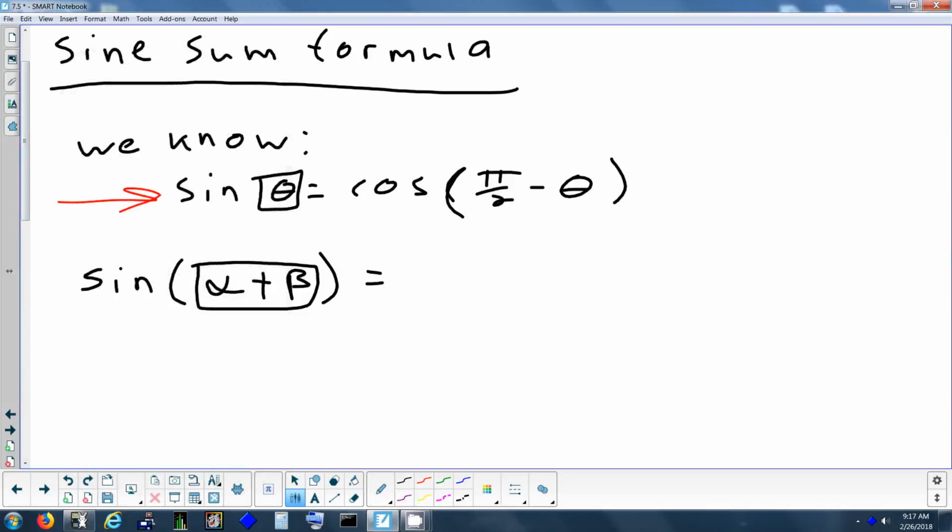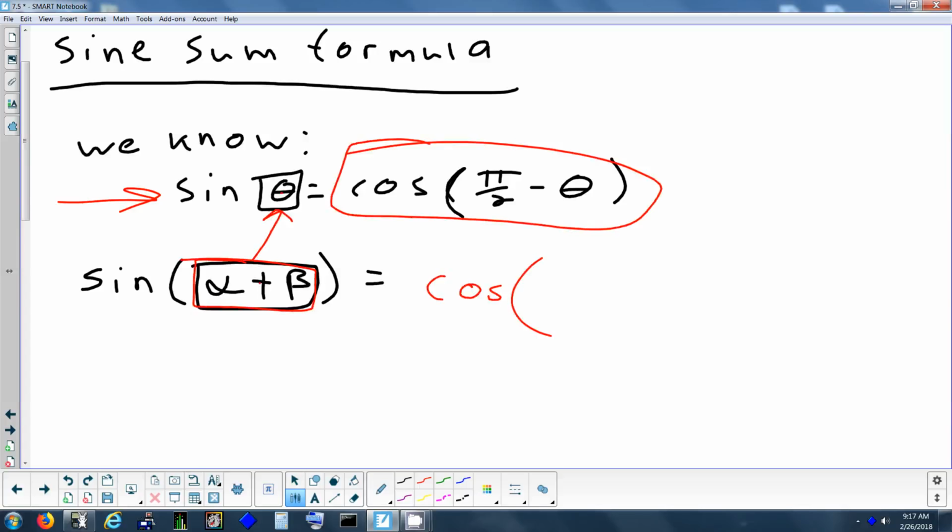So what we're going to do is use one of the identities we already know to figure out the sine of a sum. The one we're going to use is the cosine difference formula. So the sine of something is the same as the cosine of pi over 2 minus the something. What's the something we're using? What's in that box right there? So basically plug that in for theta. We're going to replace theta with alpha plus beta, and see what we get.